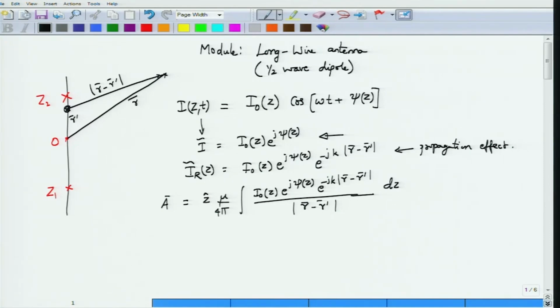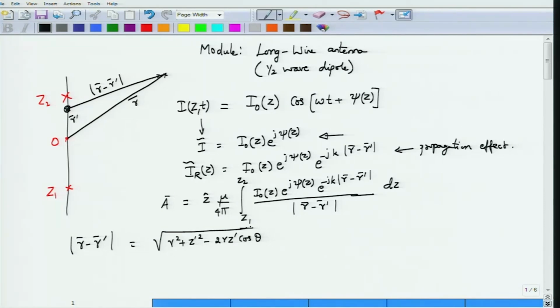Now, pay attention over here, because this is where we introduce one of the most useful approximations that we are going to use in antenna analysis if you were to ever take up this subject. Of course, the integration limits are z1 and z2, but coming back to the approximation, it is the approximation to the distance r minus r prime. If you treat r and r prime as two vectors, then the law of cosines tells me that this magnitude is given by the square root of r squared plus z prime squared minus 2 r z prime cos theta.